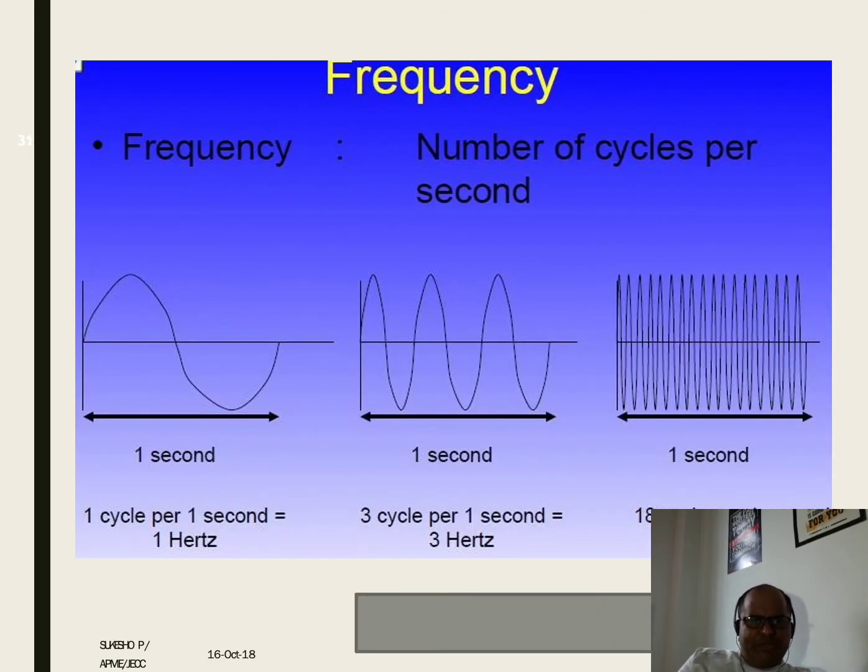Frequency. If you see 1 second, 1 cycle per second, that is your 1 hertz. 3 cycles per second, that is your 3 hertz, and 18 cycles in 1 second, that is your 18 hertz. As you know, frequency is the number of cycles per second. So in the first picture, 1 cycle is going on. In the second picture, 3 cycles, and in the third picture, 18 cycles.